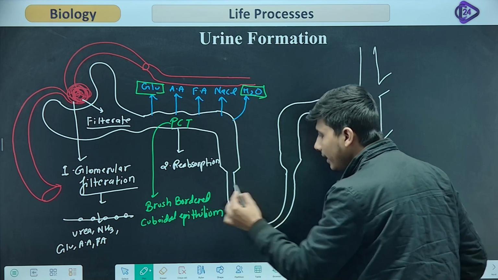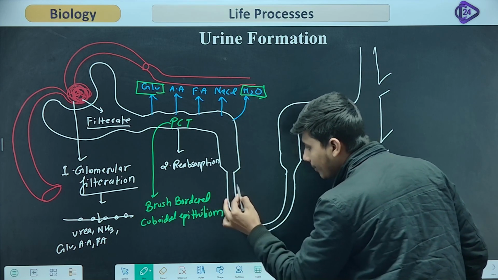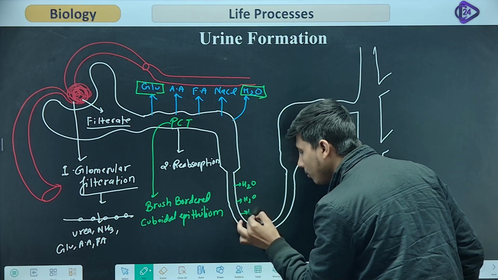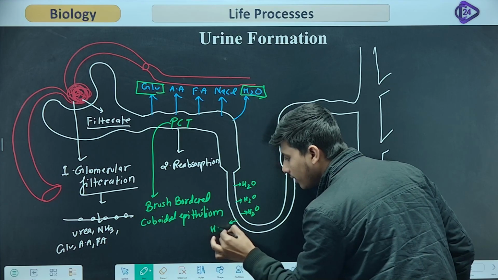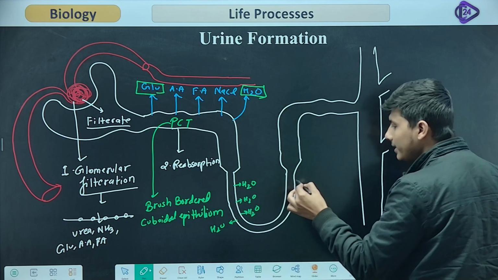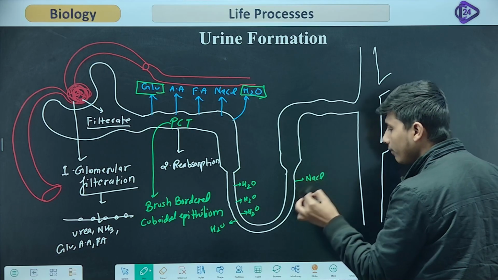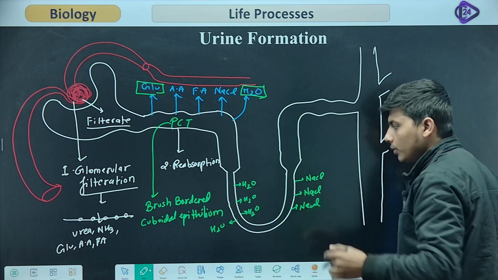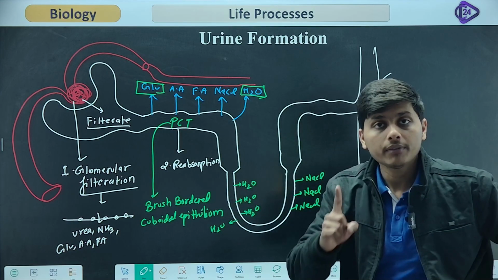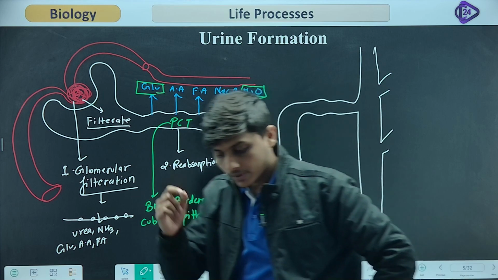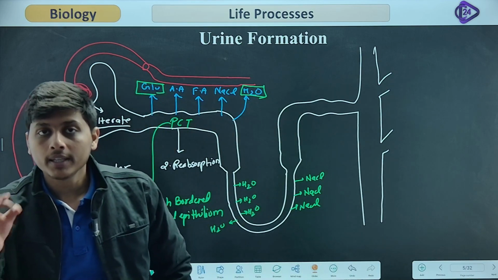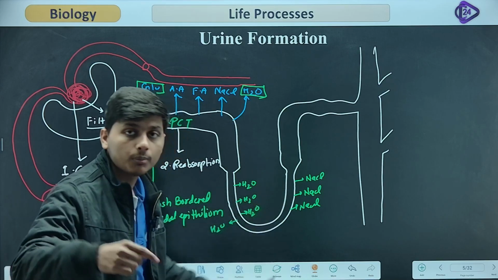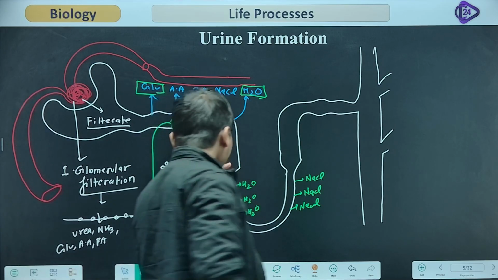Another part is the loop of Henle. In the descending limb, only the reabsorption of water takes place. A high amount of water gets reabsorbed from the descending limb of the loop of Henle. And from the ascending limb, only reabsorption of electrolyte takes place, that is NaCl. So the loop of Henle is very important for conserving water in the organism. The longer the loop of Henle, the more water will be conserved.